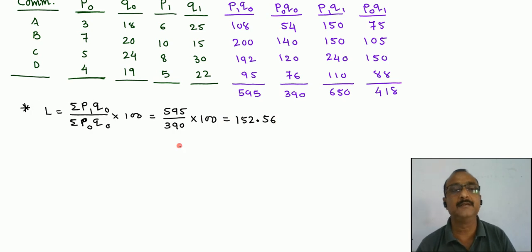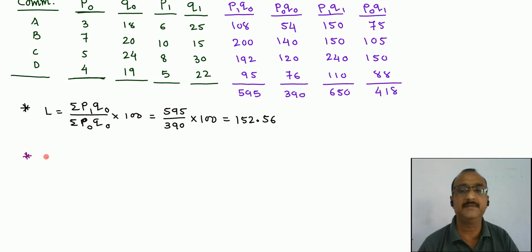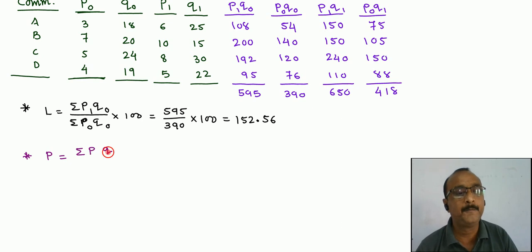152.56. Okay. Now second one, Paasche's index number. It is denoted by P01, again sigma p1q1 over sigma p0q1. Remember it as relative.